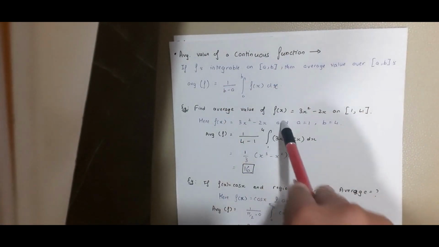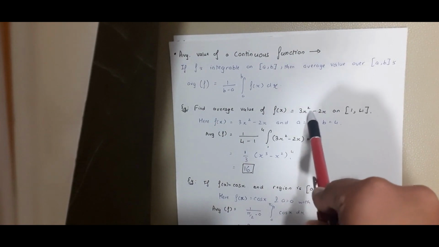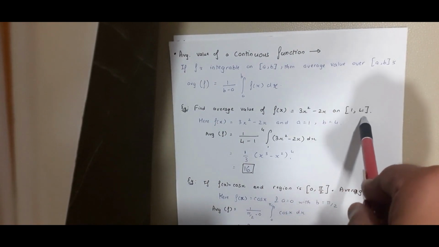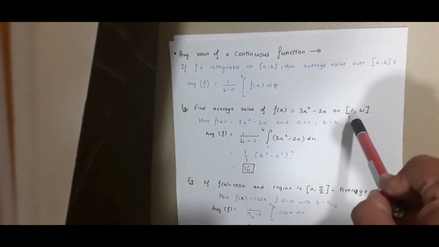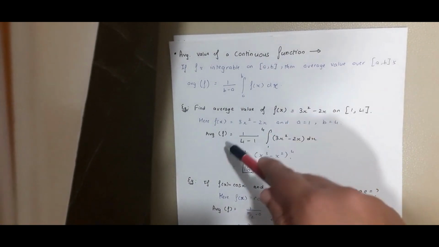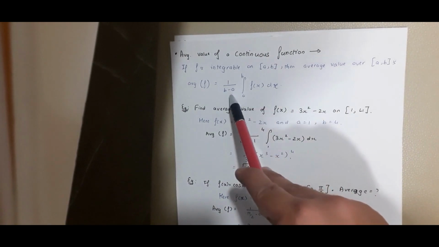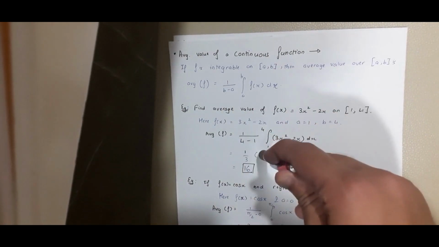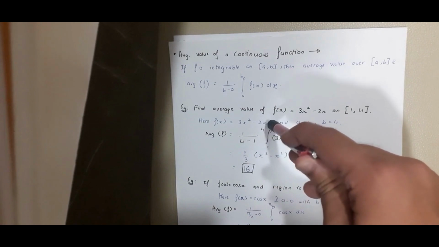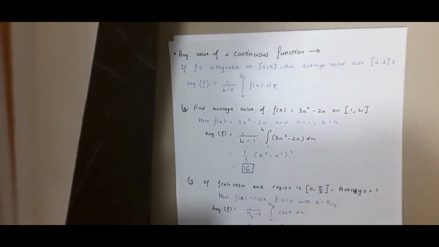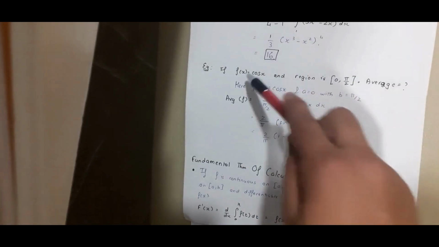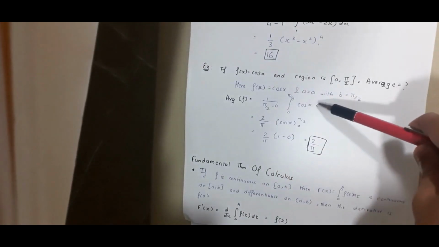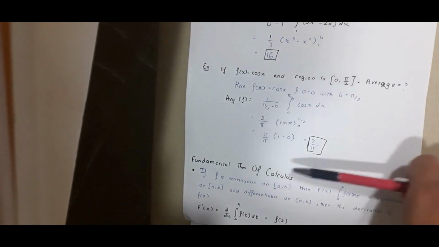To find the average value of f of x equals 3x square minus 2x on [1, 4] is an example. Your f of x is 3x square minus 2x, your a is 1, your b is 4. So we take the average of f using this formula, 1 by b minus a, 4 minus 1, integration from 1 to 4, f of x dx. Similarly, we can do it for a trigonometric function or any other function. Over here, your a is 0, your b is pi by 2, and your f of x is cos x. Same formula. On solving, you get the value 2 by pi.